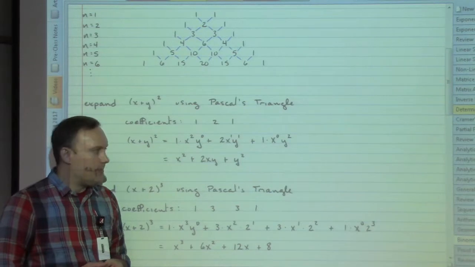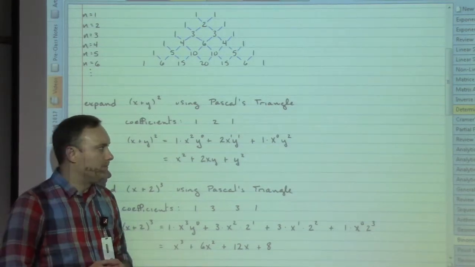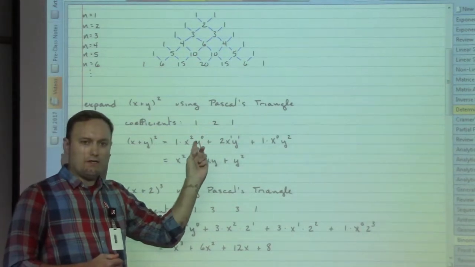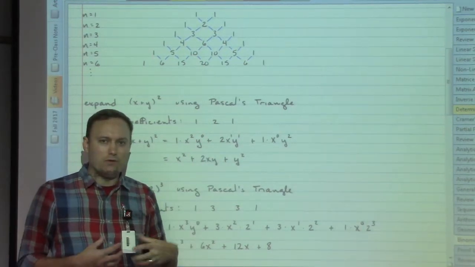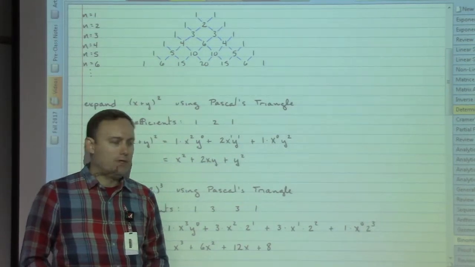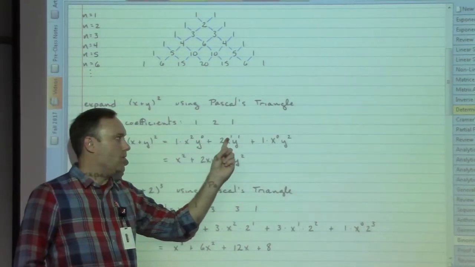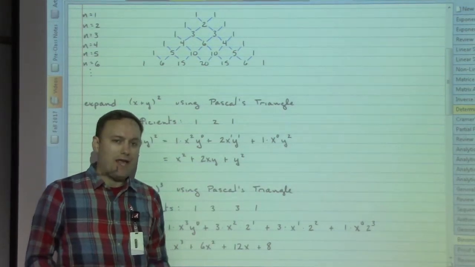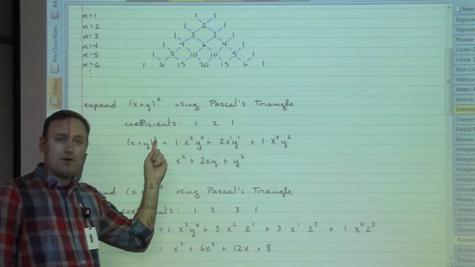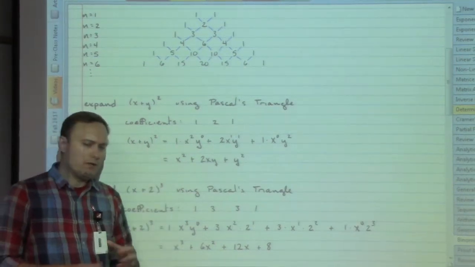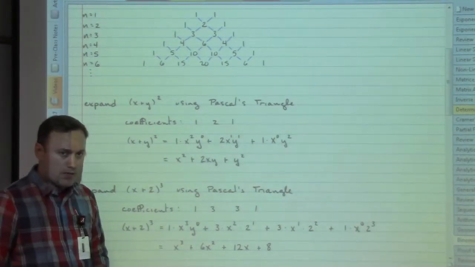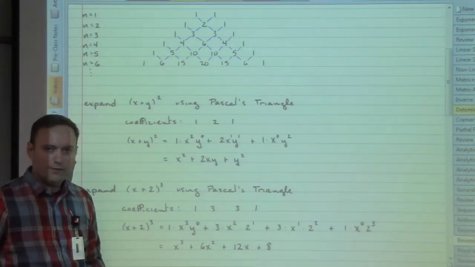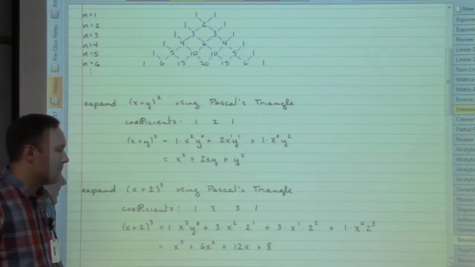One other quick comment to make here, especially with these longer sorts of expansions: the powers on each of these pieces have to add up to the total power that shows up. 2 plus 0 is 2. 1 plus 1 is 2. 0 plus 2 is 2. So we have to add up to the power that appears on our binomial. So that's another little connection there that we can use, especially nice when we start talking about some of the bigger binomial expansions that we might come across.